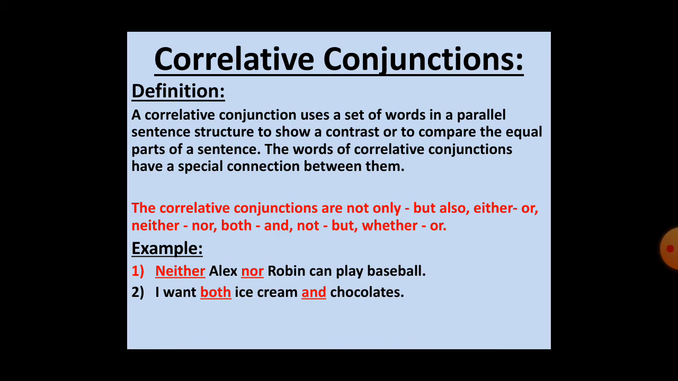I want both ice cream and chocolates. When we have two things and we want to take both of them, there we use both and conjunctions. So he had not only the ice cream but also the chocolates.